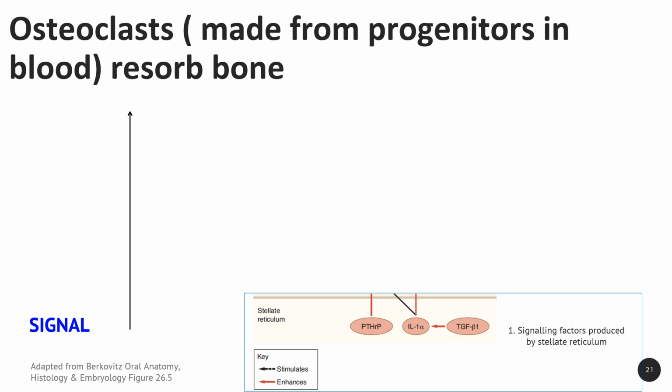In the stellate reticulum, a variety of growth factors are produced, including PTHrP, IL-1 alpha, and TGF-beta 1. This is parathyroid hormone related protein, something like that. These signals produced by the stellate reticulum signal into the blood for the recruitment of a particular type of cell from the blood. So this is important.